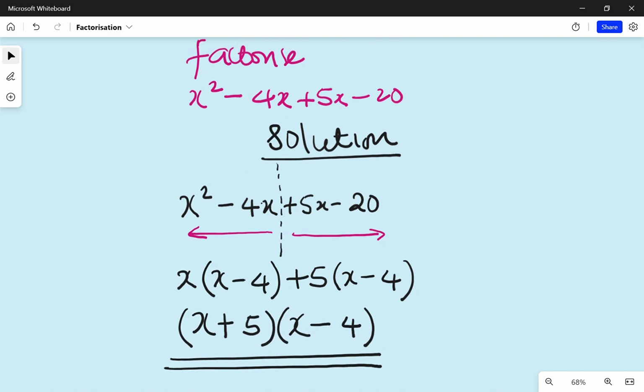This kind of factorization, we call it factorization by grouping. This is where you've been given 4 terms, so you group, and then carry out factorization just like I have demonstrated to you there.